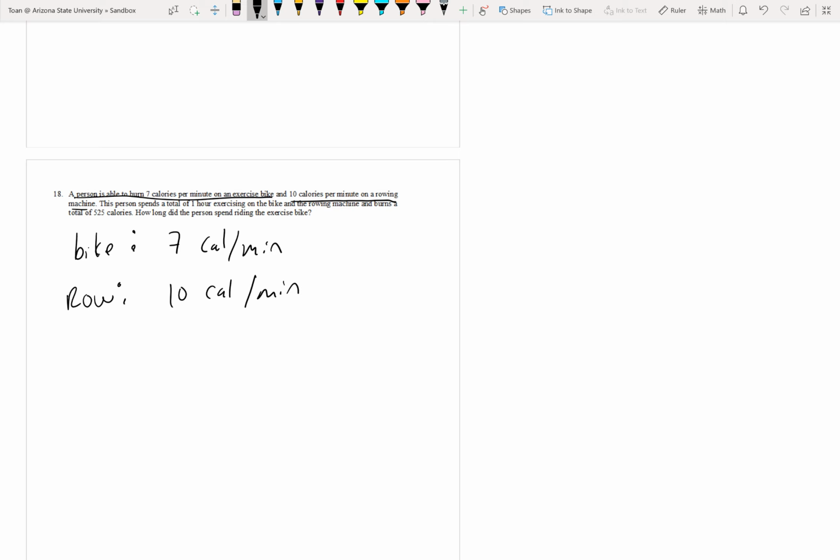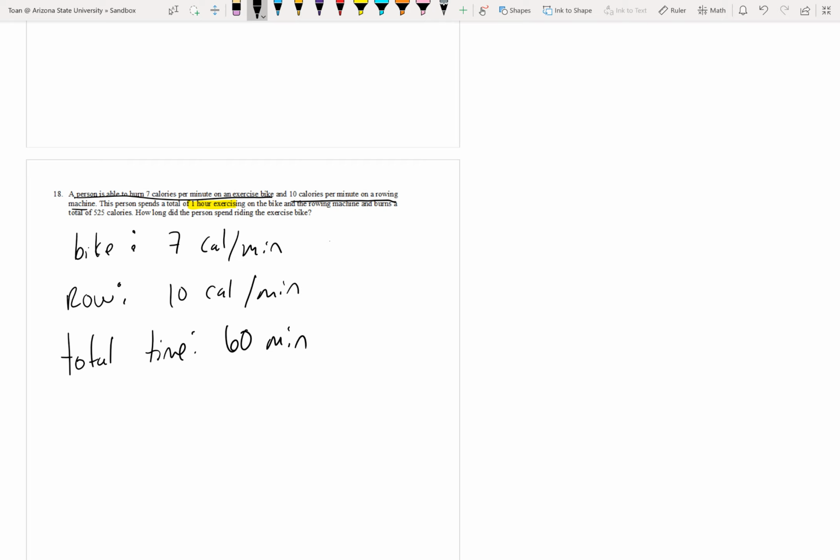A person spends a total of 1 hour exercising. So that's what it says here, 1 hour. Notice how it gave us a total time of 1 hour, but these are in minutes. So I'm going to convert the 1 hour into 60 minutes. So I know that the total time is 60 minutes, or 1 hour.